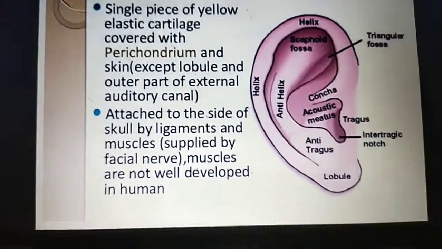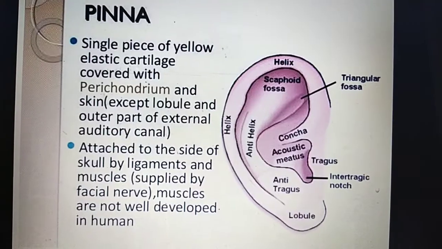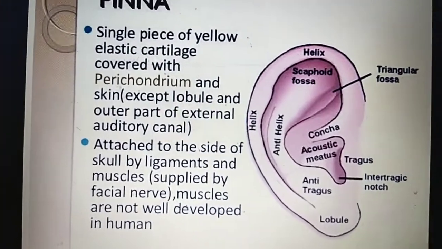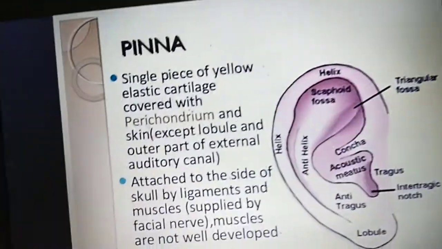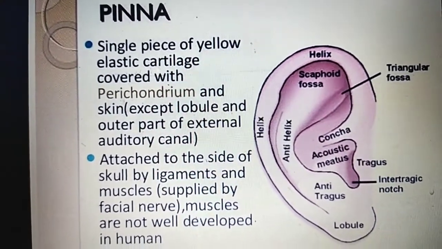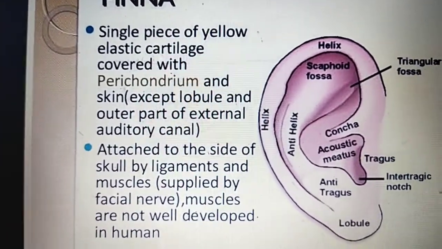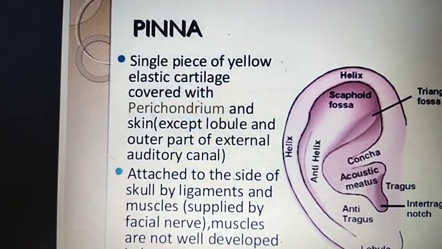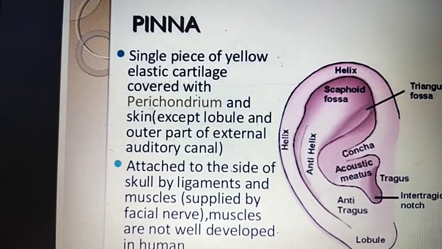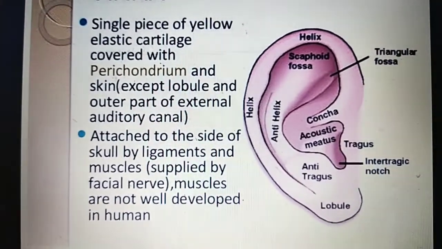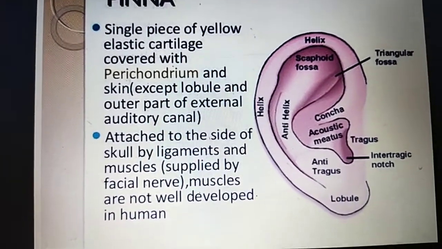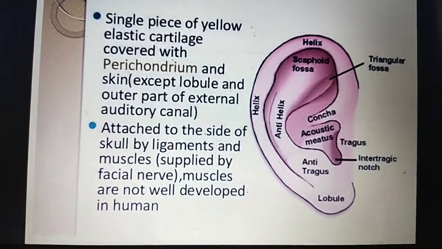The pinna is the visible part of the external ear. It is also called the auricle. It gathers the sound energy and focuses it onto the ear drum. The pinna is a single piece of yellow elastic cartilage covered with the perichondrium and the skin.